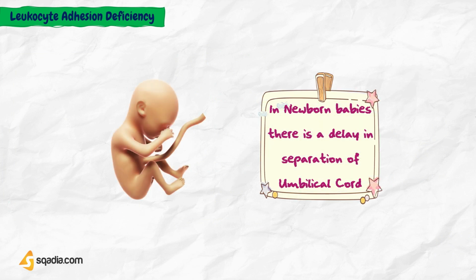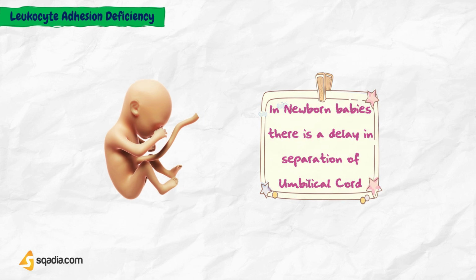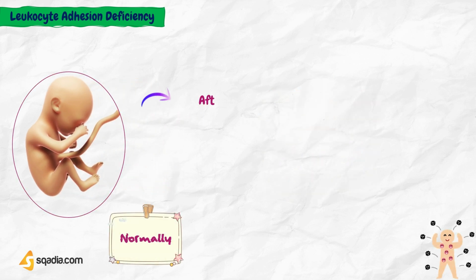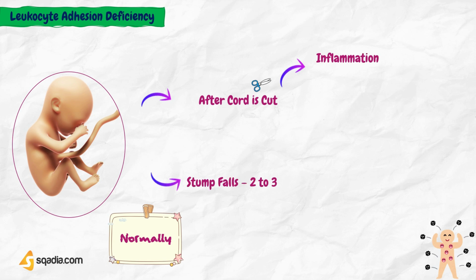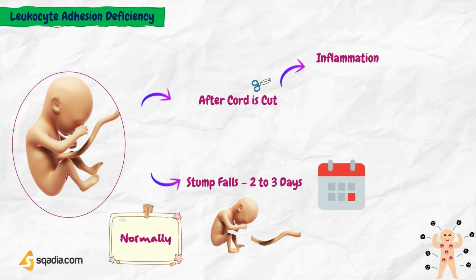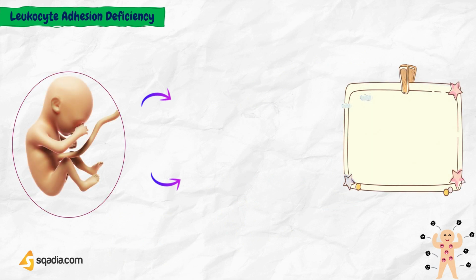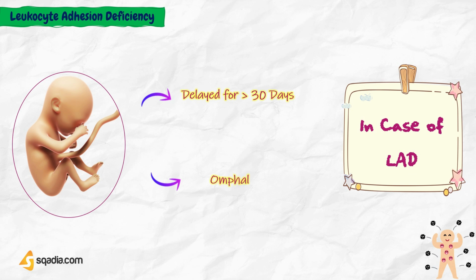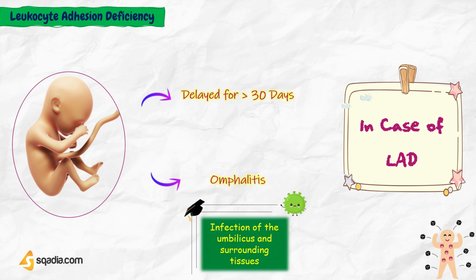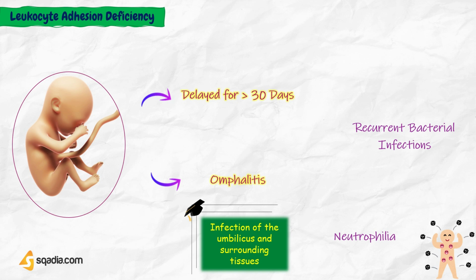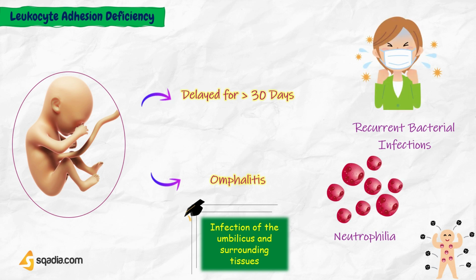In a newborn baby, after the umbilical cord is cut, inflammation occurs, and the cord stump normally falls off 2 to 3 days later. In LAD, this is delayed, which can be delayed to over 30 days in a classic presentation. An infection called omphalitis can occur. Other findings include recurrent bacterial infections and neutrophilia, especially during infections.